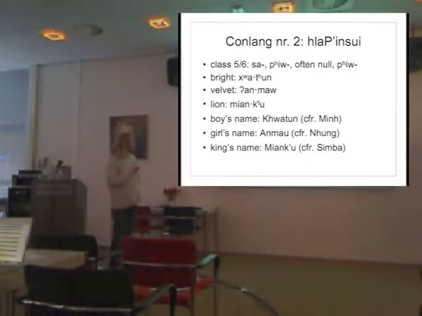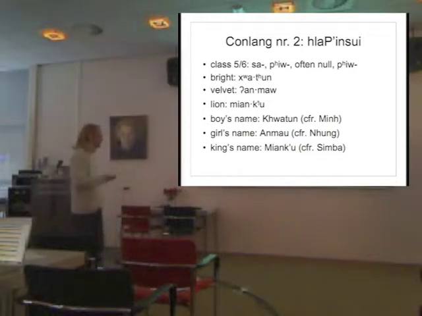So there's a nice word for bright, which has given rise to the name Atun. And then there's a girl's name, which is also quite nice. It means velvet. I don't know if my current culture has velvet, but let's say it does. So, of course, a king is called lion.